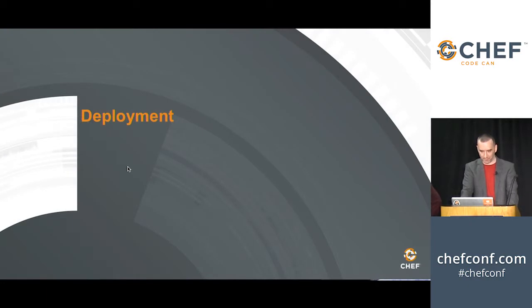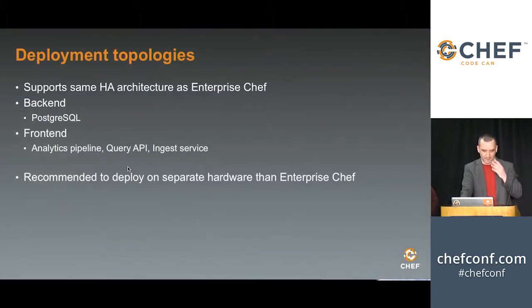So talking about deployment, we support the same sort of HA architecture of Enterprise Chef in terms of front ends and back ends. Right now, the only back end service is Postgres. The front ends, we have the bits that are the pipeline, we have the query API and the ingest service. What we're recommending now, and it's not completely necessary now, but it will grow as the data gets larger, is that you deploy it on separate hardware than your Enterprise Chef.